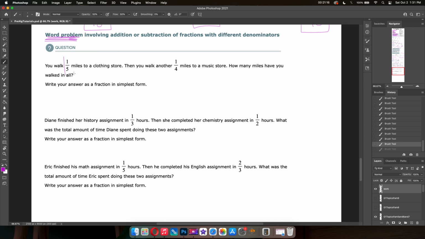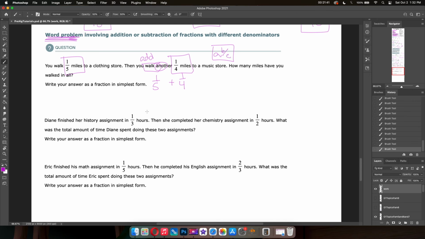You walk 1/5 of a mile to a clothing store. You walk another 1/4 of a mile to a music store. So if you're walking another, that's kind of your keyword for addition. So you're doing 1/5 plus 1/4. And again, because you have the advent of the ABC button on your calculator, you can do this in a calculator, but I don't have that, so we're going to do this the long way.